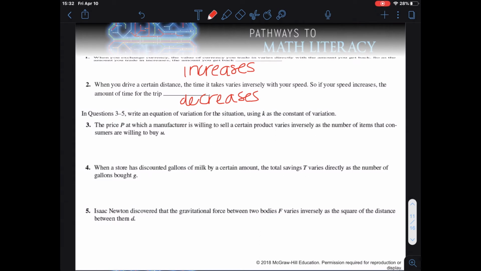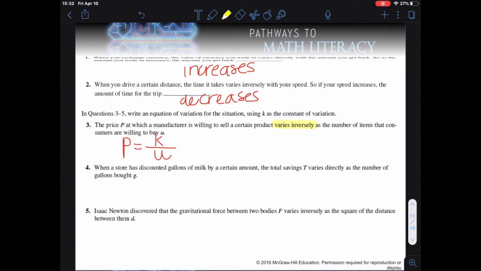So let's try to write some examples. We're going to write an equation for a variation for the situation using k as our constant of variation. So we don't know exactly what that constant is going to be. But we're told the price P at which a manufacturer is willing to sell a certain product varies inversely as the number of items that consumers are willing to buy U. So our price varies inversely, which means P is dependent upon the number of items, and it's inverse, so it has this form, the constant divided by U.